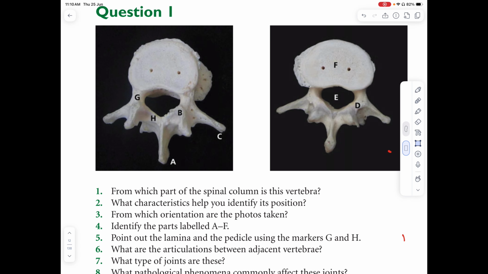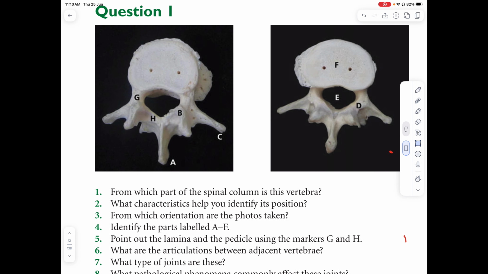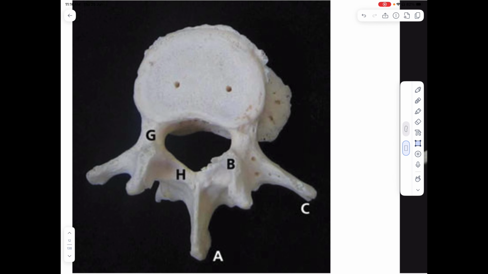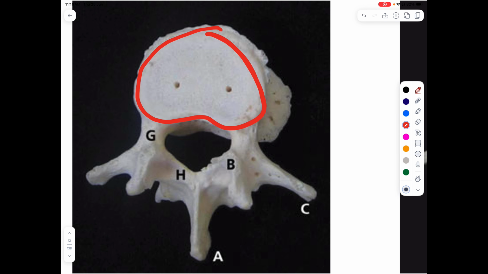Now the question is you have to see this vertebrae. Each vertebrae has got a body. Now you see a body. This is the body. This is pedicle. This is lamina, and this is transverse process. And this one is the spinous process.